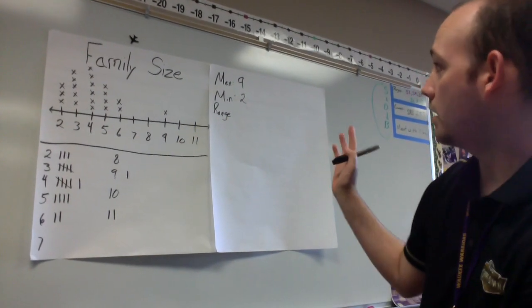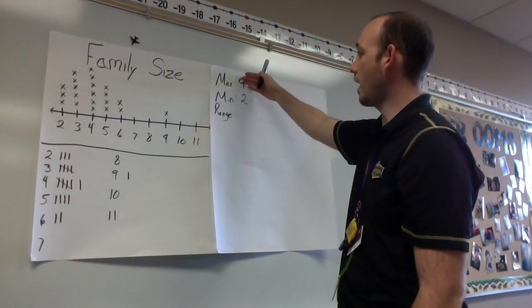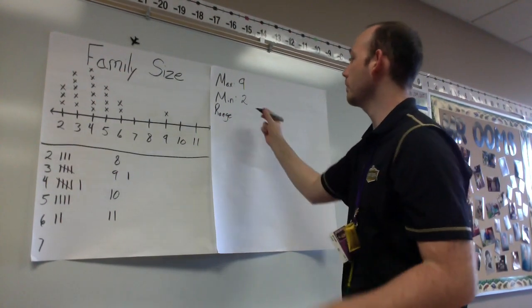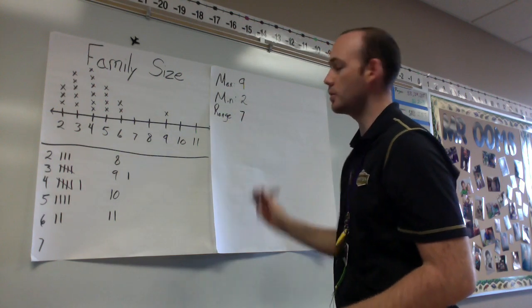When you set up your data like this, it makes it very easy. You just go 9 minus 2, and it's going to give you a range of 7. Hopefully that's what you got.